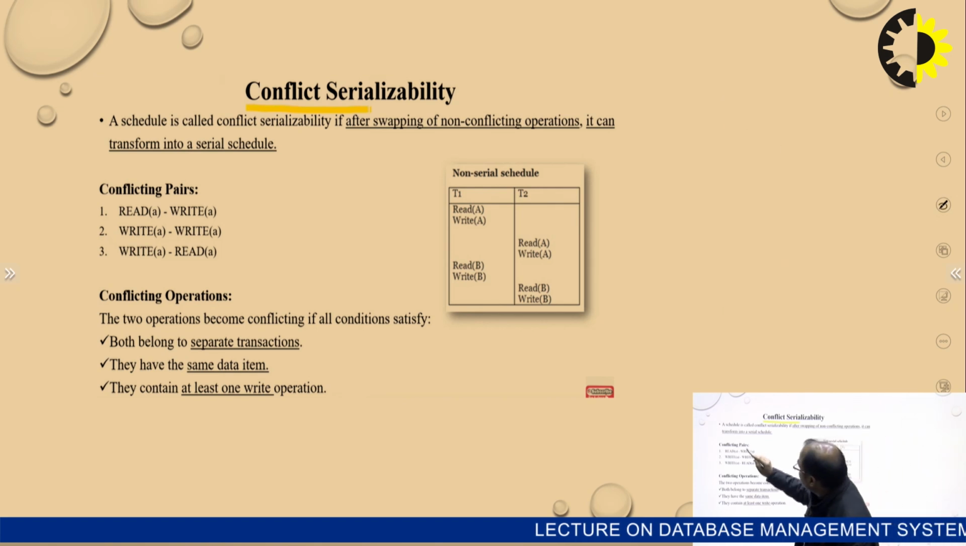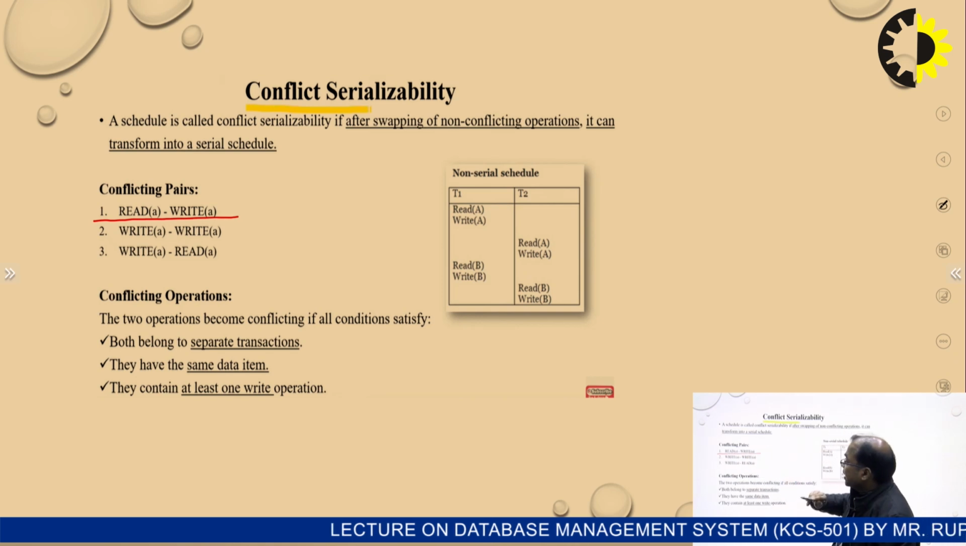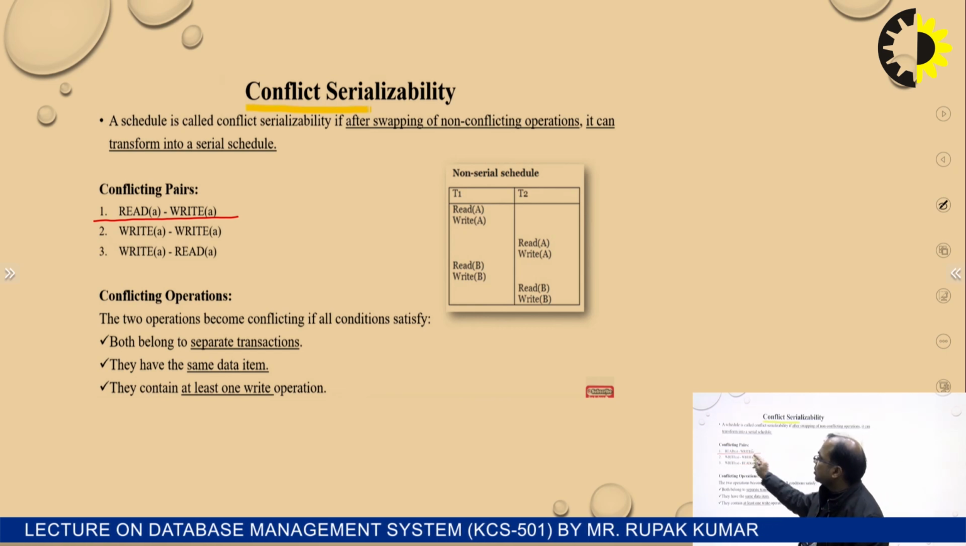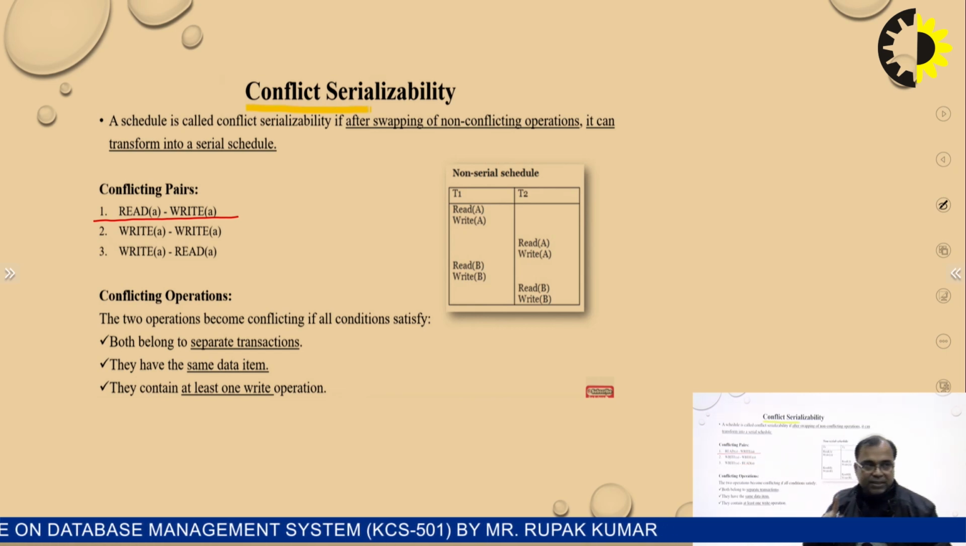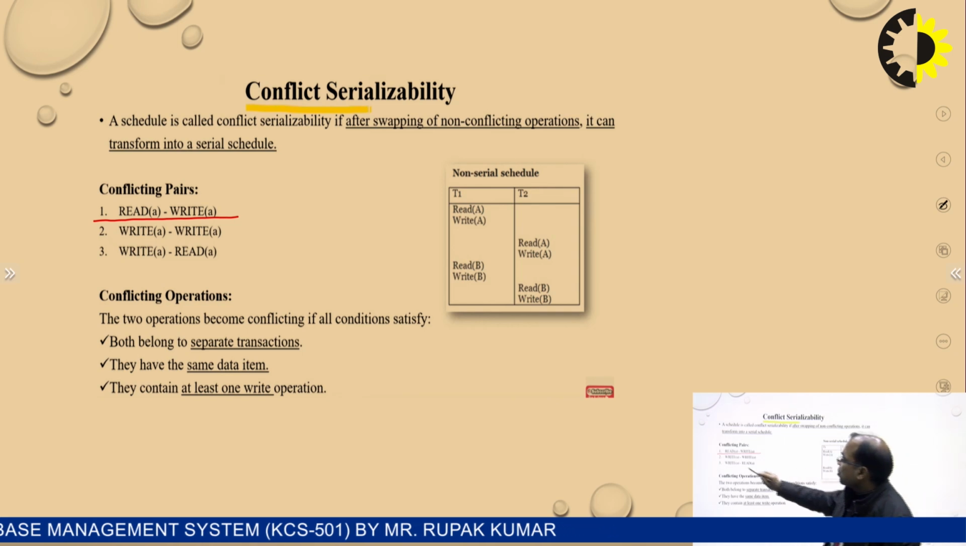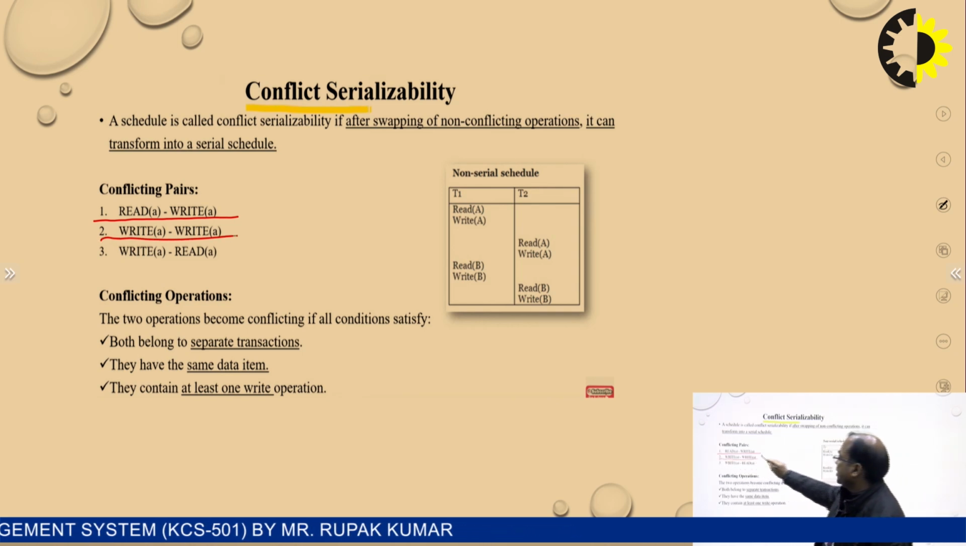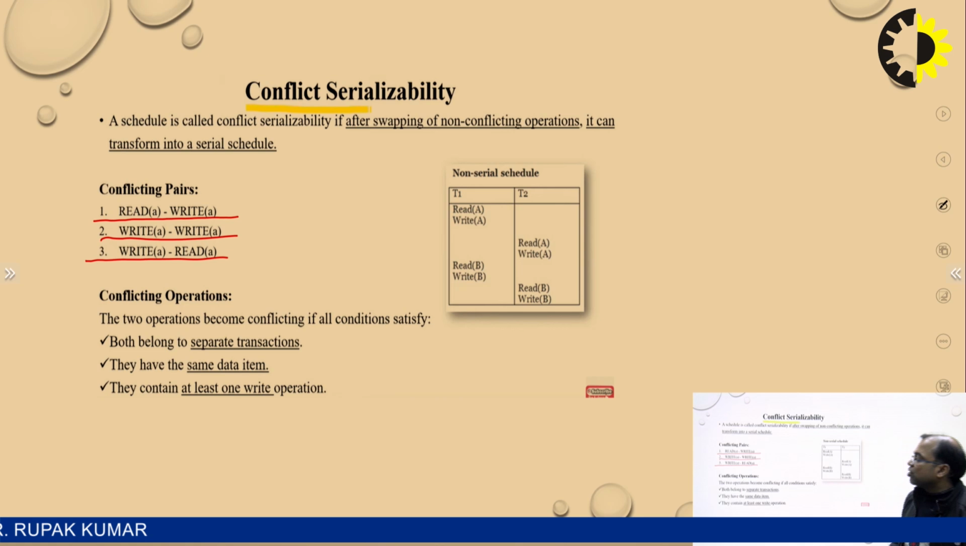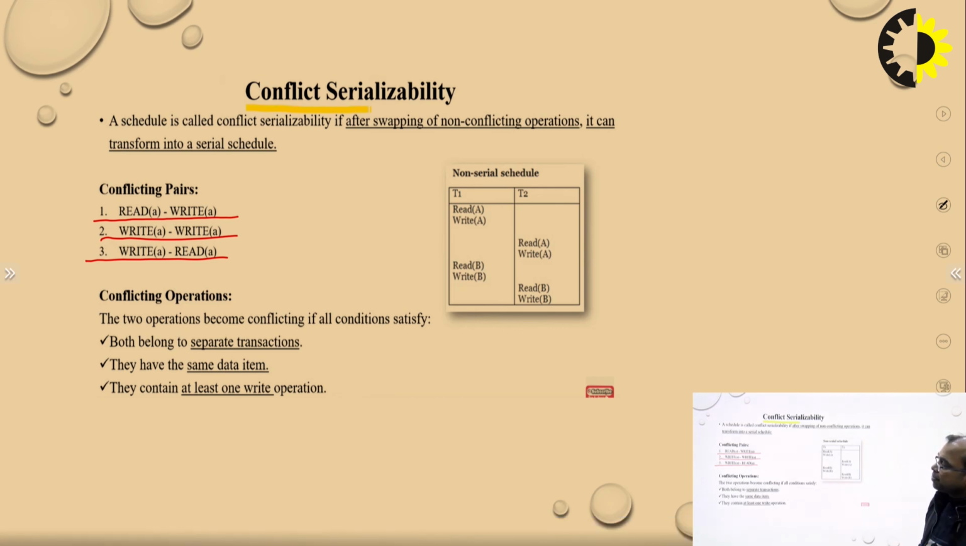Conflicting pairs are very important. You must know them. If there is a read and write operation on the same data item, it is called a conflict. The first conflicting pair is read and write. The second is write and write. The third is write and read. These are the three conflicting pairs in a transaction: read-write, write-write, write-read.